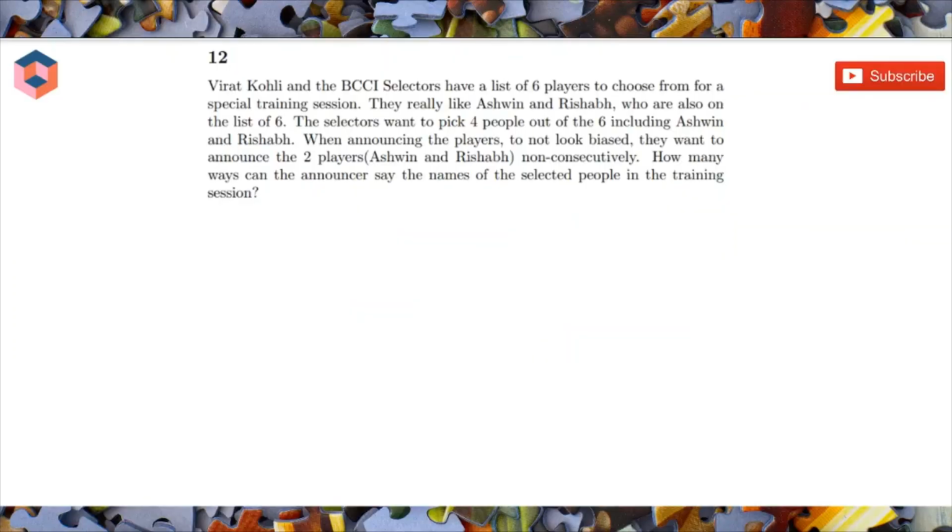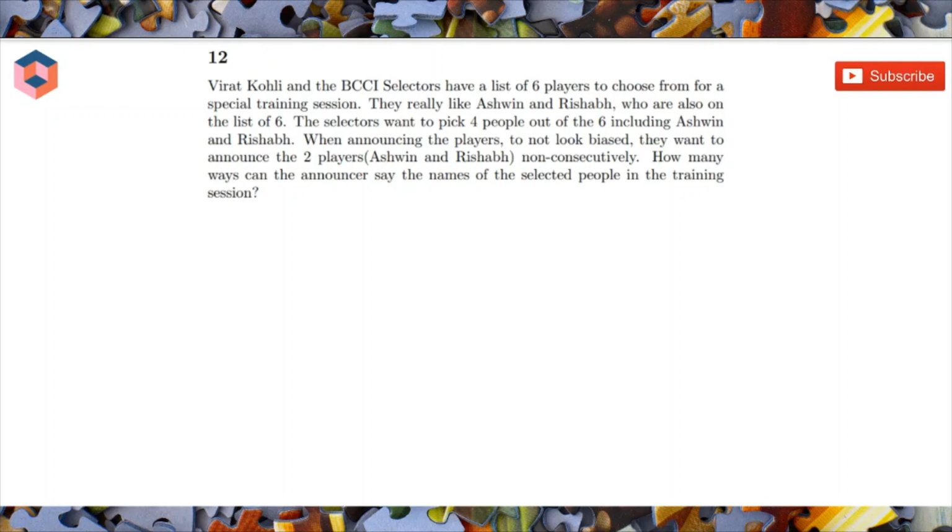Problem number 12. Virat Kohli and the BCCI selectors have a list of 6 players to choose from for special training sessions. They really like Ashwin and Rishabh, who are also on the list of 6. The selectors want to pick 4 people out of the 6, including Ashwin and Rishabh. When announcing the players, to not look biased, they want to announce the 2 players, Ashwin and Rishabh, non-consecutively, which means not together. How many ways can the announcer say the names of the selected people in the training session?